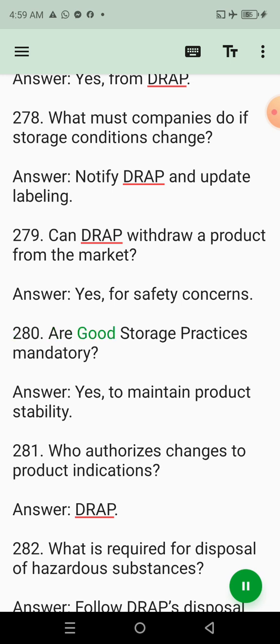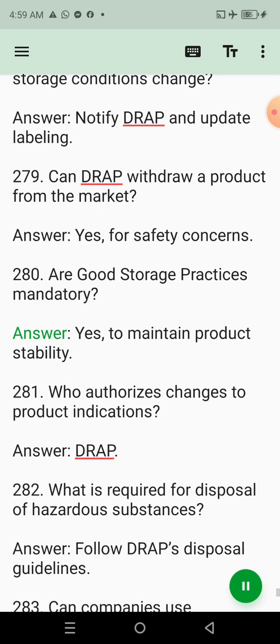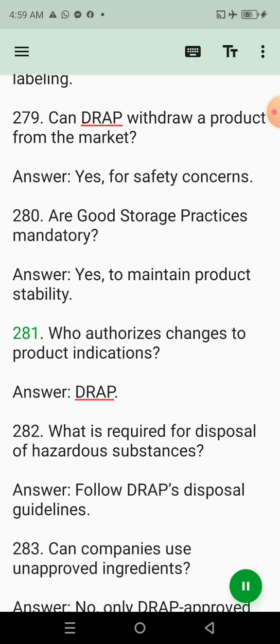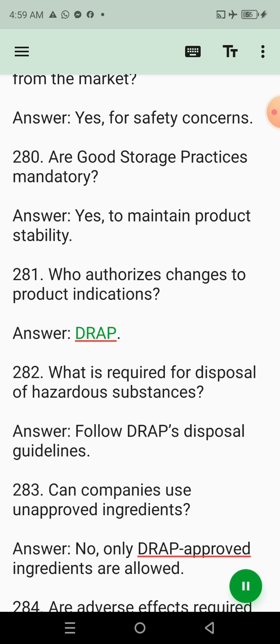280. Are good storage practices mandatory? Answer: Yes, to maintain product stability. 281. Who authorizes changes to product indications? Answer: DRAP.